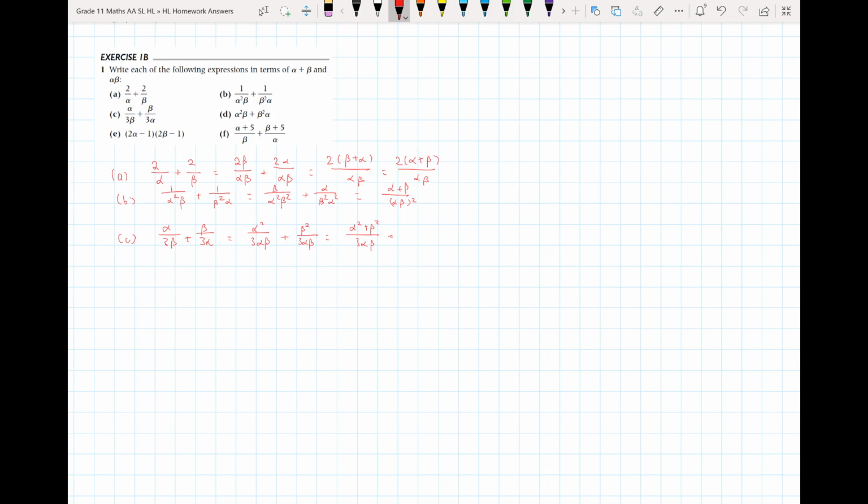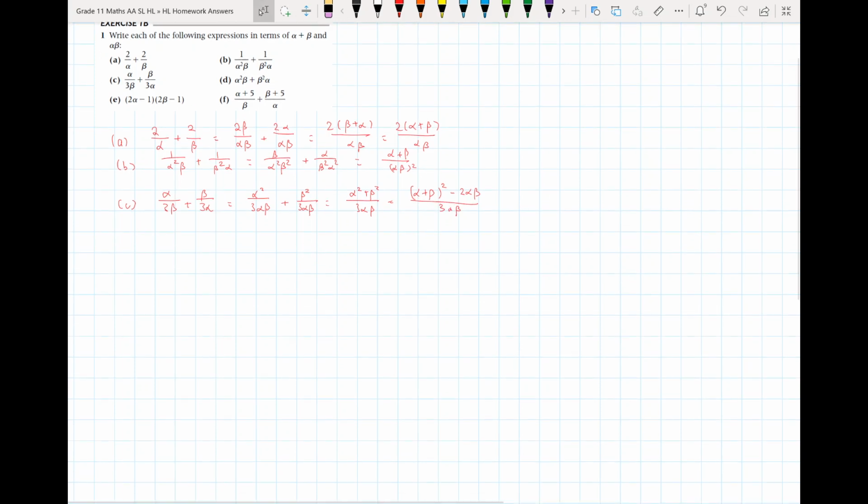Now for this question, we're not quite done yet because the top isn't in terms of the sum and the product. So you have to use this nice identity. So now everything is in terms of sums and product. Here, if you actually just factor out the alpha beta, you're already done.